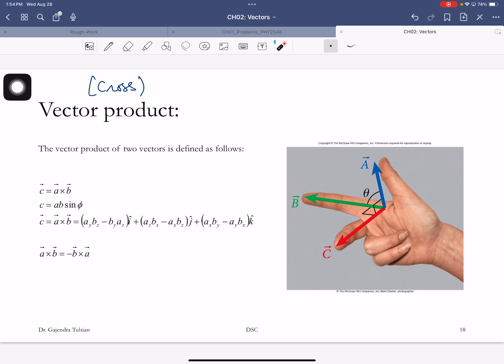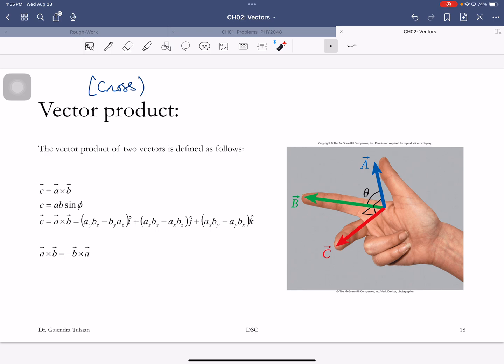First, let's do the directions. You use your right hand: if your thumb is the first vector, there is the second vector. You turn from the first vector to the second vector, and C is pointing in that direction. C is perpendicular to the plane containing A and B. You just have to figure out either this direction or that direction, and you use your right hand to figure it out.